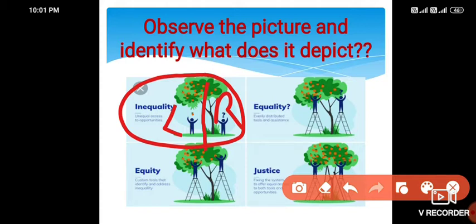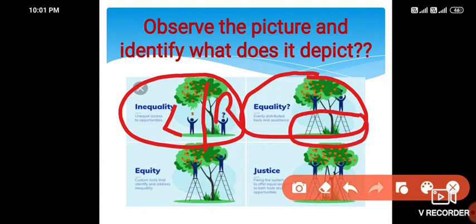And we look at number 2, that is equality. So what is equality? As you observe from the picture itself, both of them are getting equal opportunities, with equally distributed tools and assistance. Both of them are getting the same size of ladder to reach the topmost layer of the tree. So there is equality, the state of being given equal treatment.